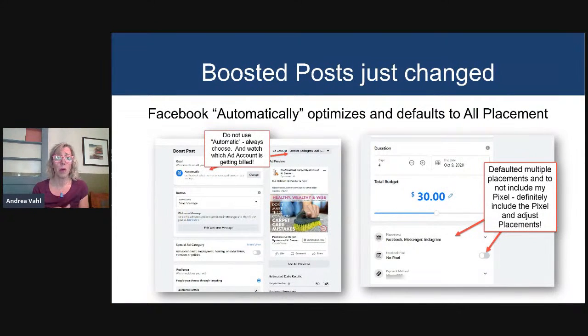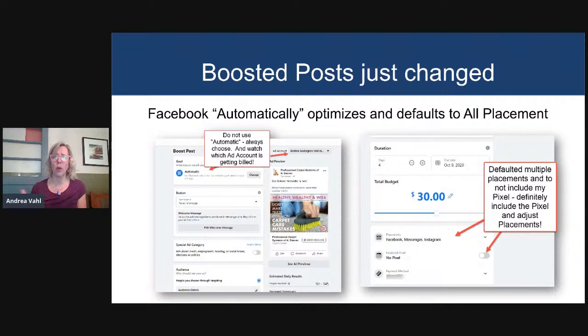So Facebook boosted posts just changed, and some of the things I think are a little bit more dangerous than they used to be, because now it automatically optimizes your ads to what they think you want to optimize around, which is ridiculous because they just recently optimized one of my ads around purchases. It was a blog post that I was trying to get traffic to. I tried it out to see what it would choose to optimize around, and it optimized around purchases when I really wanted website traffic. So it's really ridiculous.